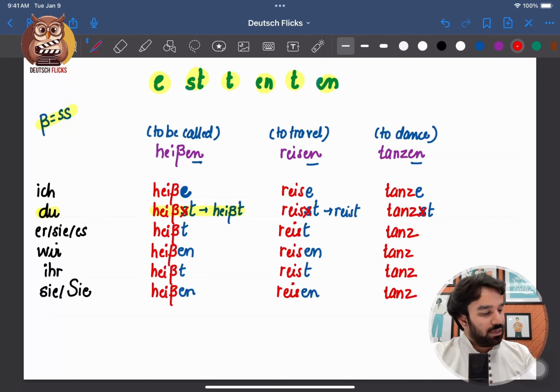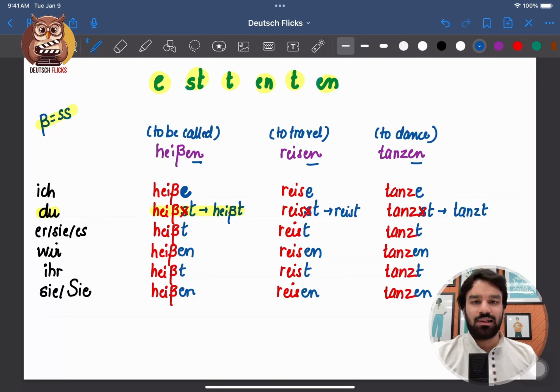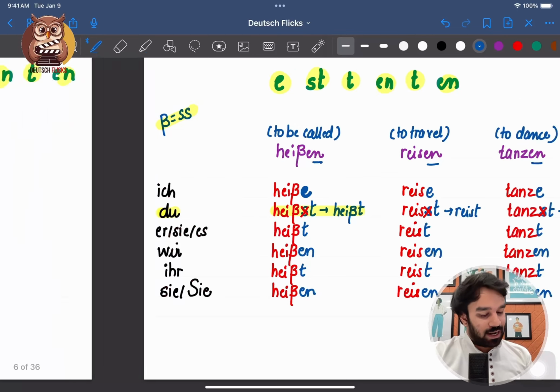And we'll simply say du tanzt. Er, sie, es tanzt, wir tanzen, ihr tanzt, sie tanzen. Okay, so do we have any pattern here as well? Like when to avoid s while conjugating with du? Yes, we do have a pattern. So let's write a rule.